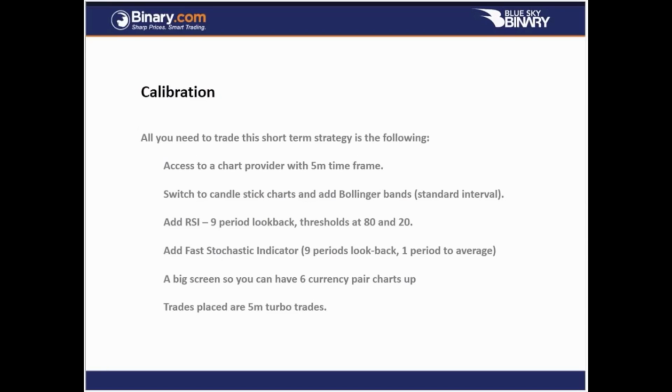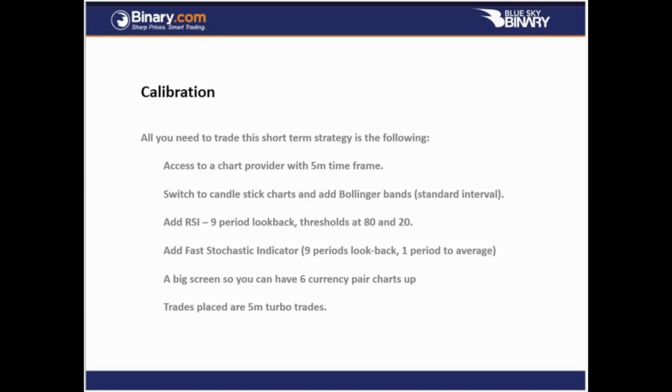Switch to candlestick charts and add Bollinger Bands, standard interval, which means 14 periods or 20, depending on what you want, and 2 standard deviations. Add RSI, 9 periods look back, and thresholds of 80 and 20. Notice here, we recommend 80 and 20, not 70 and 30, so that you have more opportunities between these two levels. Add the fast stochastic indicator, 9 periods look back, 1 period to average.